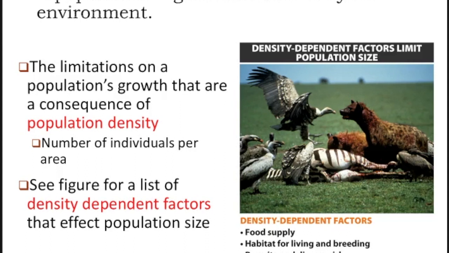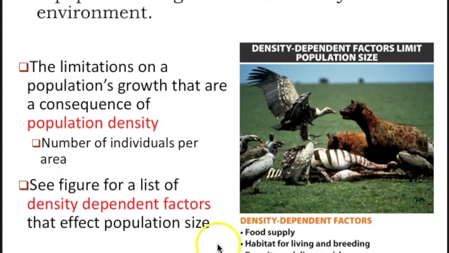The last one on the list is predation risk. And this one makes a lot of sense if you think about it, because the more prey species that are around, the more predators are going to be able to have a food supply. And so the more predators are going to eat the prey, and that's going to limit how fast the prey population can grow. Okay, so those are, again, density-dependent factors.